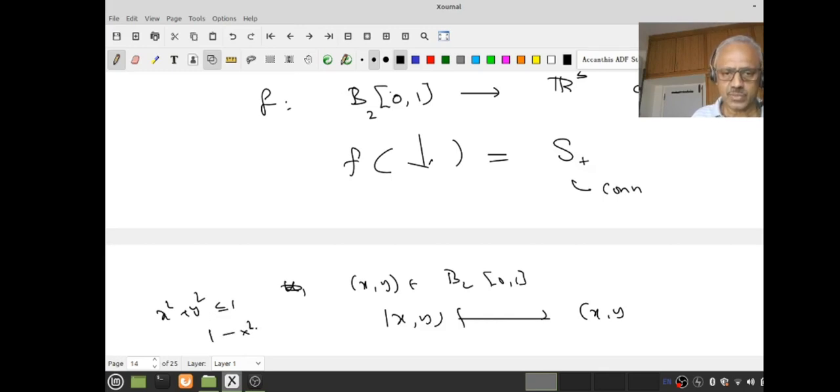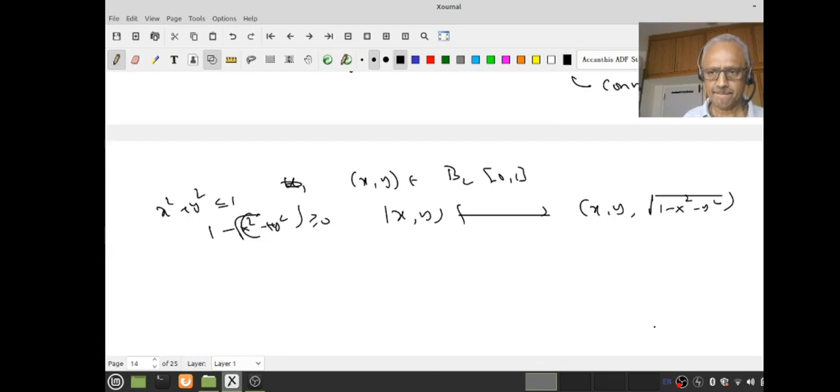Therefore 1 minus x squared minus y squared is greater than or equal to 0, therefore I can take the positive square root of 1 minus x squared minus y squared. Do you follow that? And do you see that this lies in S plus? Because this is a positive square root, and 1 minus x squared minus y squared is non-negative, therefore I can take the unique positive square root, therefore this is a well-defined function, right?